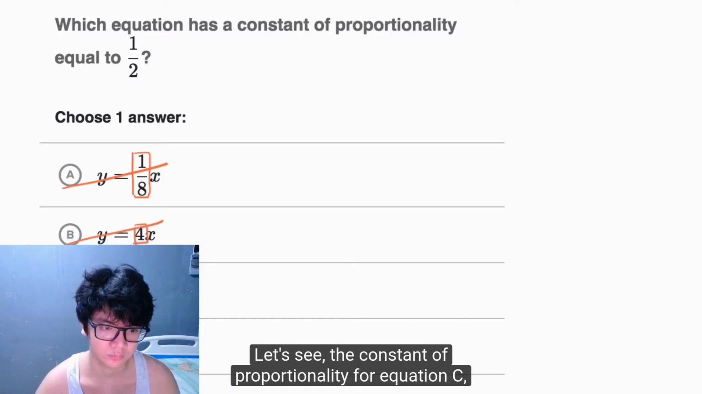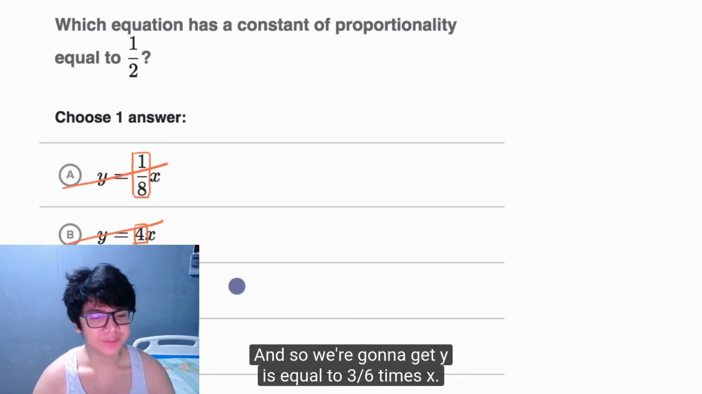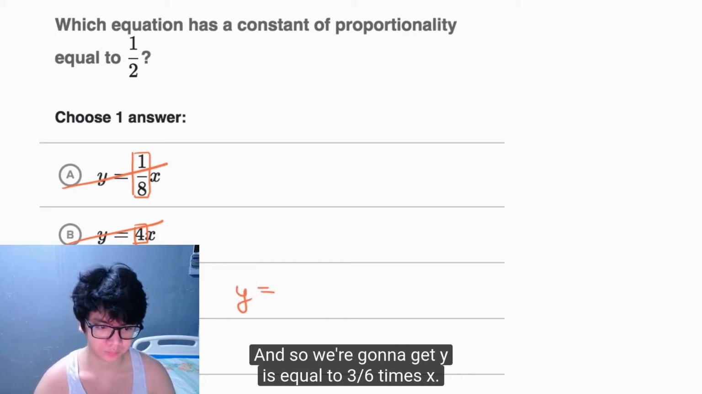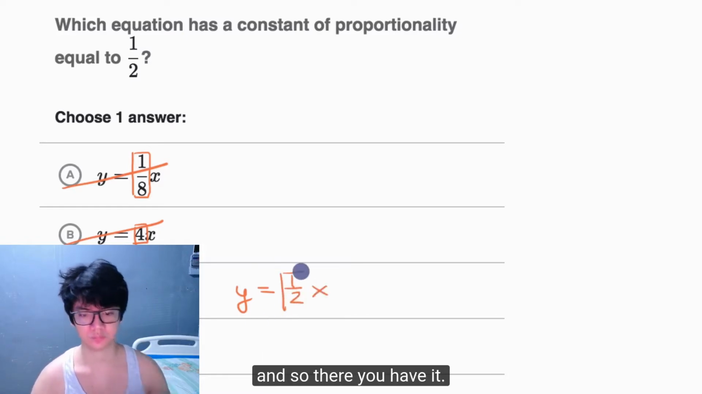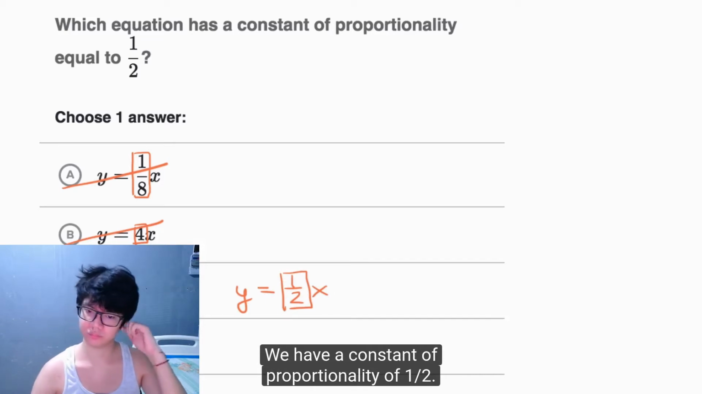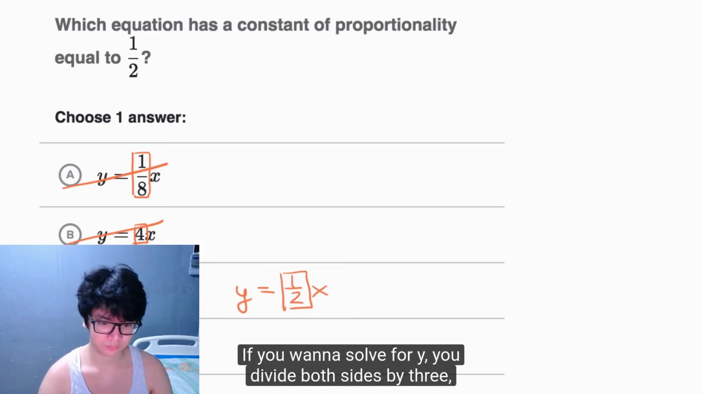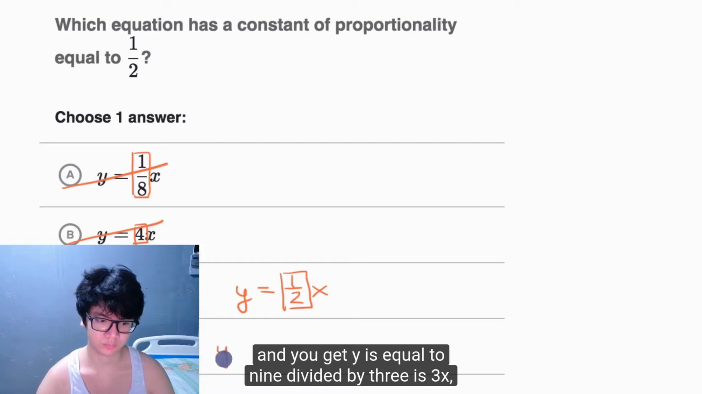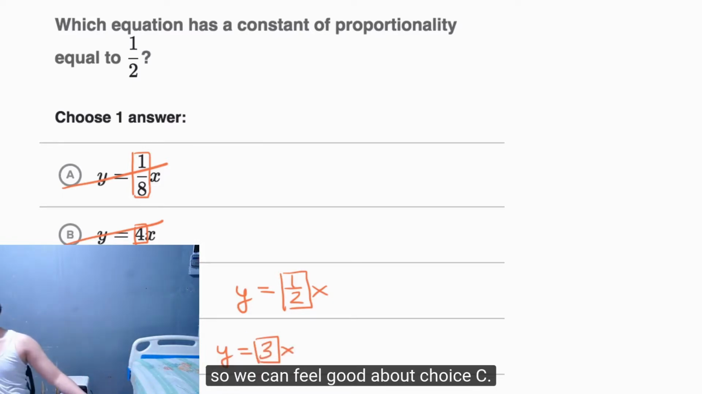Let's see, the constant of proportionality for equation C, if we want to solve for y, we can divide both sides by 6. And so we're going to get y is equal to 3/6 times x. Well, 3/6 is the same thing as 1/2 times x. And so there you have it. We have a constant of proportionality of 1/2. That's the choice I like. And we can verify that this one doesn't work. If you want to solve for y, you divide both sides by 3. And you get y is equal to 9 divided by 3, which is 3x. So here our constant of proportionality is 3. So we can feel good about choice C.